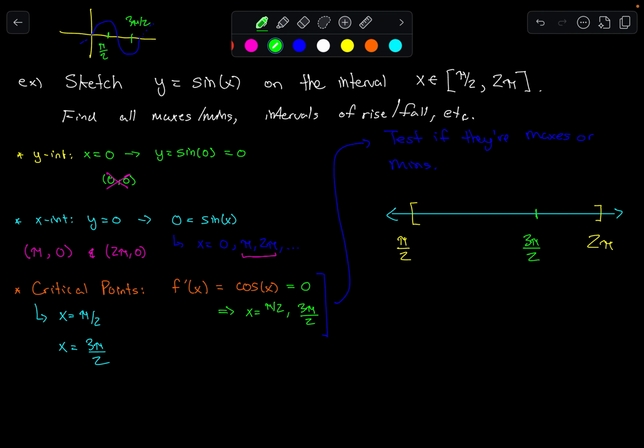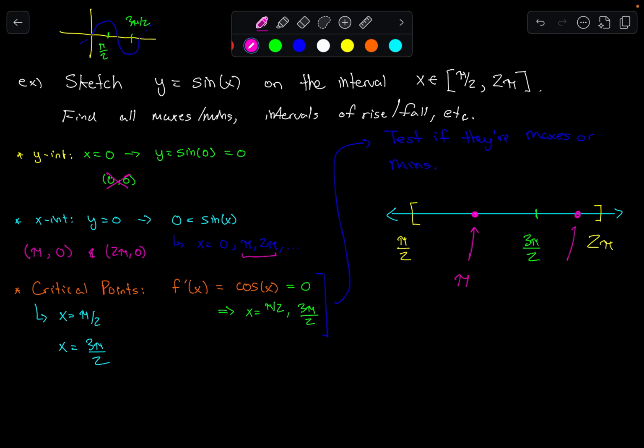Okay, so if I want to do some testing, I'm going to test a point here, and I'm going to test a point here. I need to test points around my critical points. And so let's see, what's one that's right between pi over 2 and 3 pi over 2 that we could test? Well, last time I checked, between pi over 2 and 3 pi over 2 on the unit circle is pi, so that would be a good one to test.